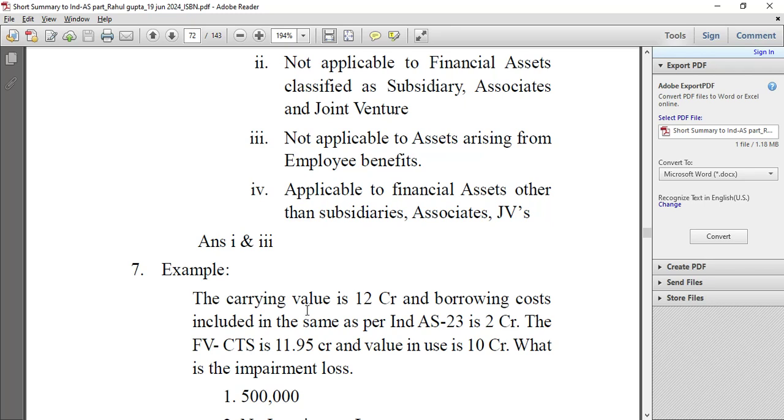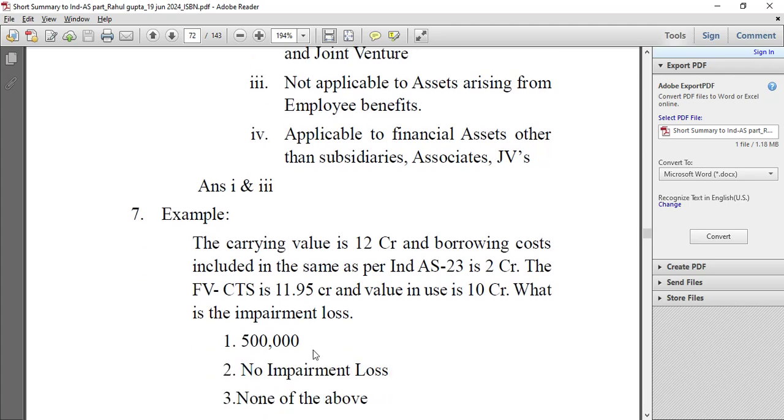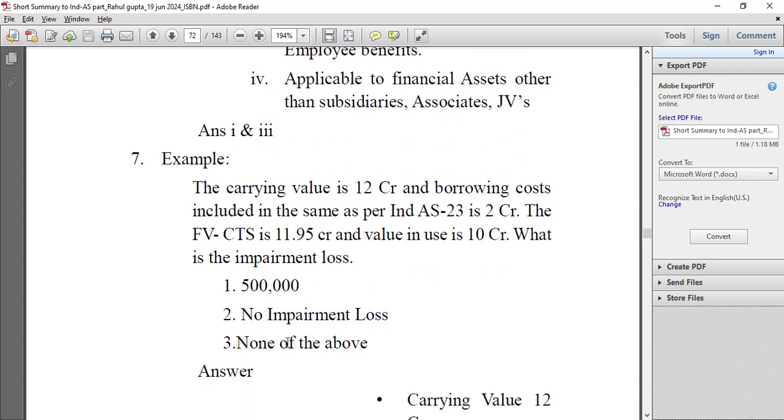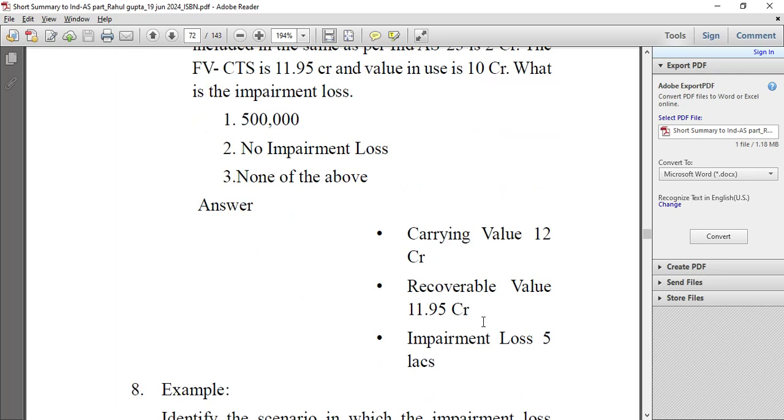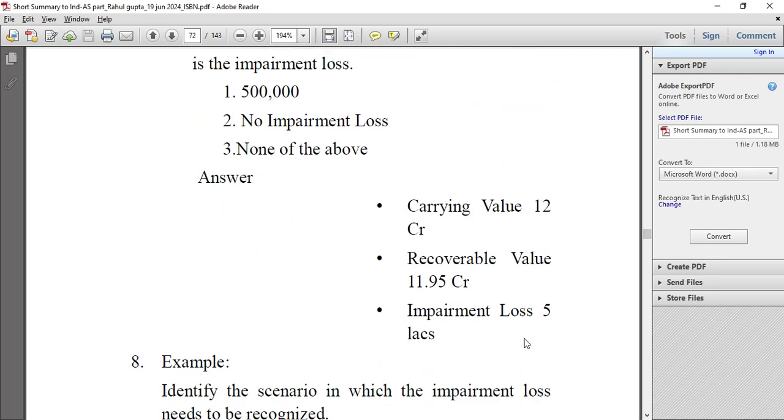Example: the carrying value is 16 crore and the borrowing cost included in the same as per Ind AS 23 is 2 crore. The fair value less cost to sell is 11.95 crore and value in use is 10 crore. What is the impairment loss? 5 lakh, no impairment loss, none of the above. Answer: carrying value is 12 crores, recoverable amount is 11.95 crores, impairment loss is 5 lakhs.